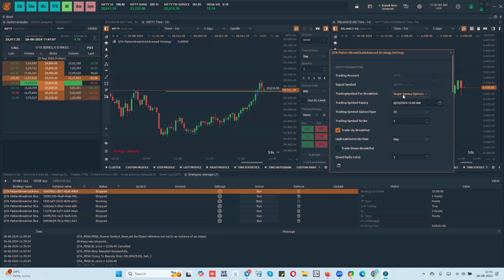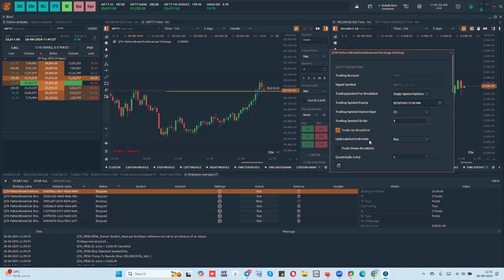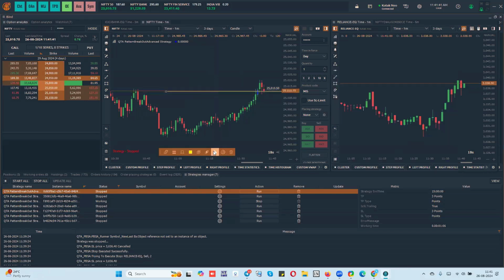So let's look at it. I've selected single symbol option mode. I've selected expiry for Bank Nifty 29th. Call option, one strike out of the money on an up breakout of the horizontal line. On the down breakout, I've not selected anything. Quantity I've selected is 1, time is 3 p.m., 10 points stop loss, and 10 points take profit without the trailing option enabled. So now go to the settings here.